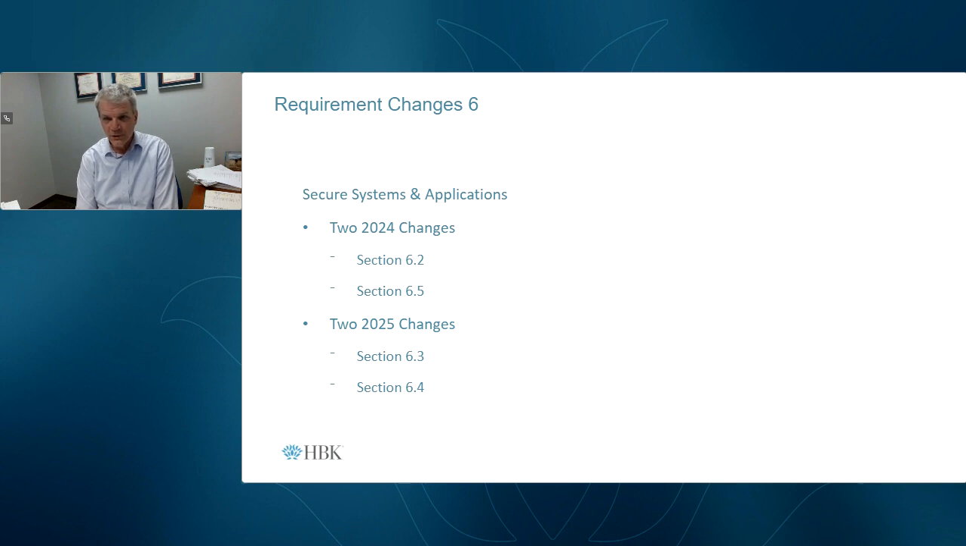The 2025 changes for secure systems and applications include section 6.3, which addresses supply chain attacks, which we go back to SolarWinds in 2020, where people got tricked into thinking they were applying an update for their software, and it was really malware they were installing. And then 6.4 talks about the payment page scripts and making sure you're using the web application firewall, which is basically a software firewall that brings protection closer to the application.